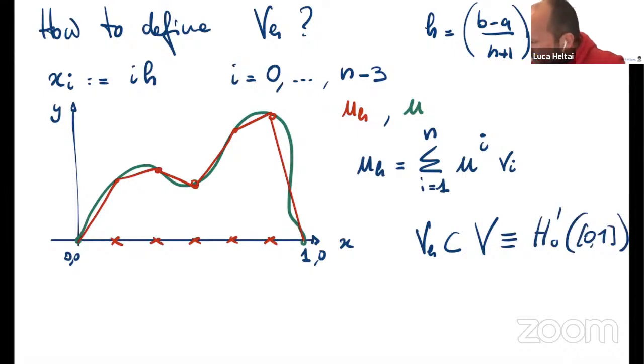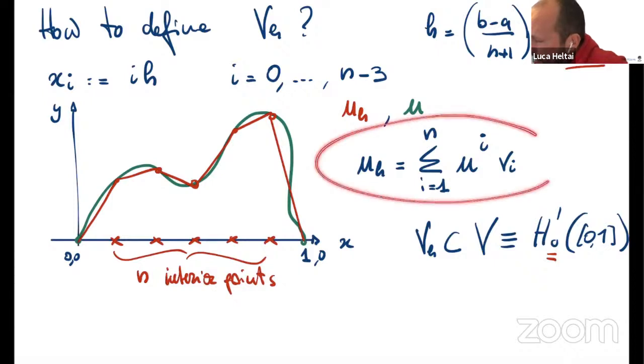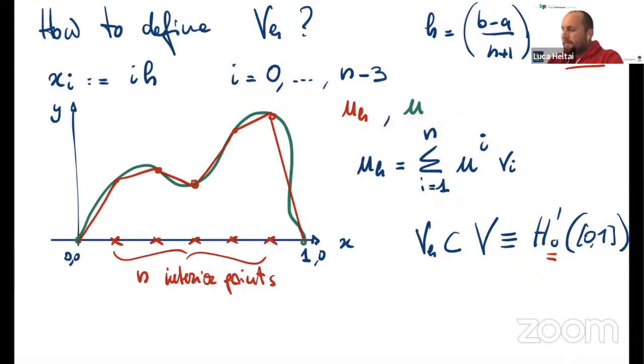So the reason why I'm looking for this strange number of points is because there's a 0 here, so I don't want to consider the endpoints. So I only want to consider n interior points. These are n interior points. And I would like to make sure that this object over here makes sense. How do we construct such an approximation function?